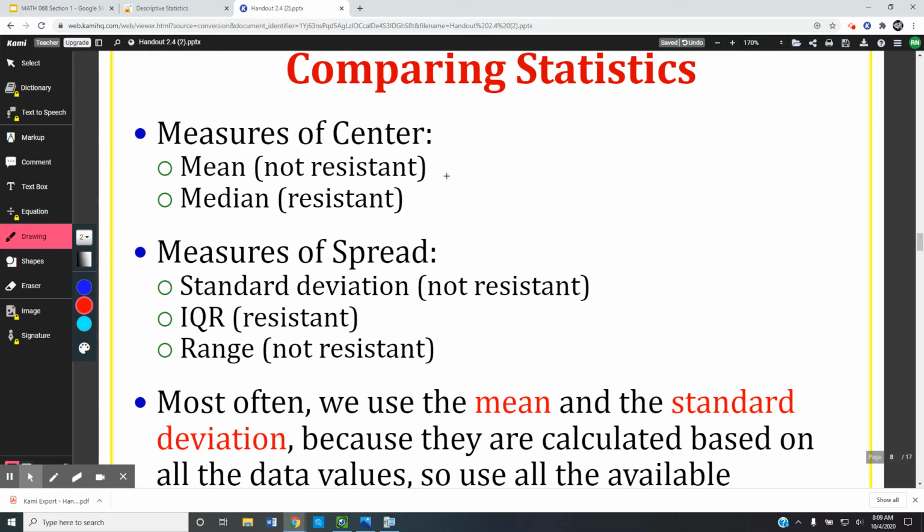Comparing statistics. For the measure of center, the mean is not resistant to an outlier. The median is resistant. So remember that in a box and whisker, the IQR is resistant because it's made up of nothing but medians. The measure of spread, we use a standard deviation, but it's not resistant. Why? Because it uses mean calculations. Remember, the standard deviation value uses that mean in order to calculate its values. The IQR is resistant, again, because it uses Q3 minus Q1. The range is not resistant because it's outside of the medians.